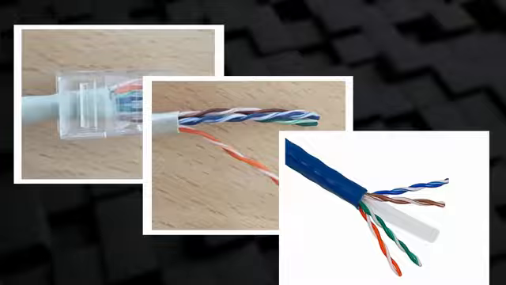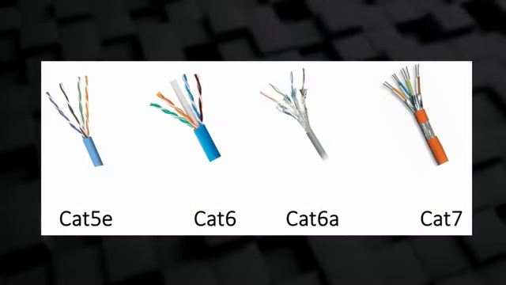Now I said that you will probably have 4 pairs. There wasn't always 4 pairs though. Older Ethernet standards, such as 10 base T and 100 base T, only needed 2 pairs. But to achieve 1 gig and 10 gig speeds, all 4 pairs are needed. Not only are there different Ethernet standards, but the cable itself has different standards.